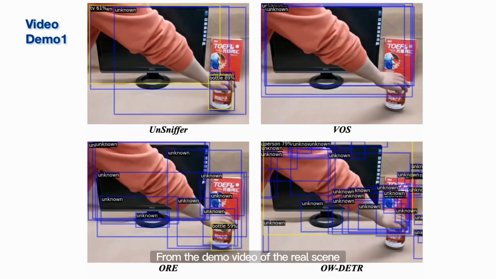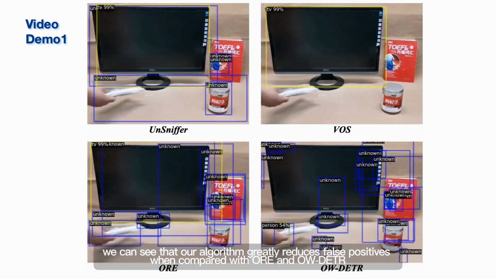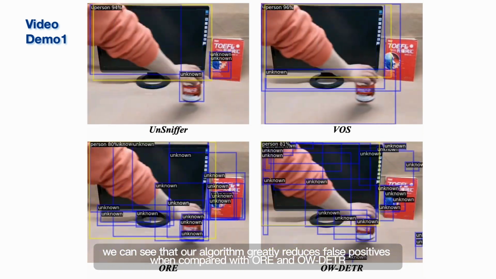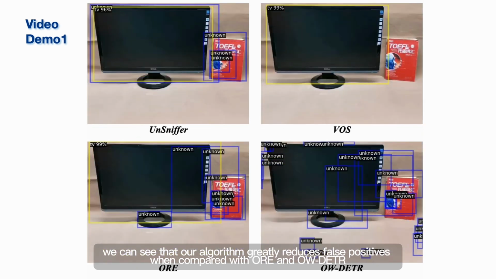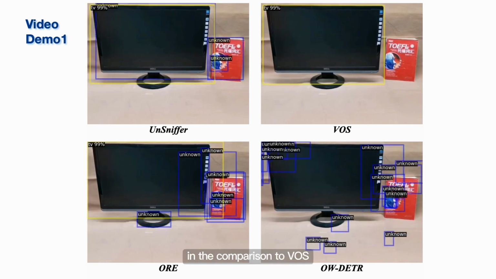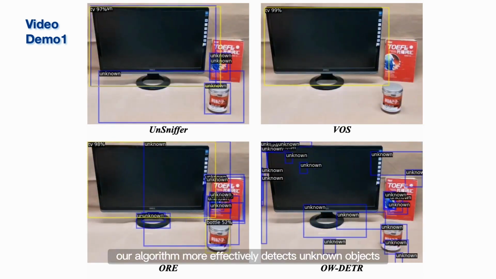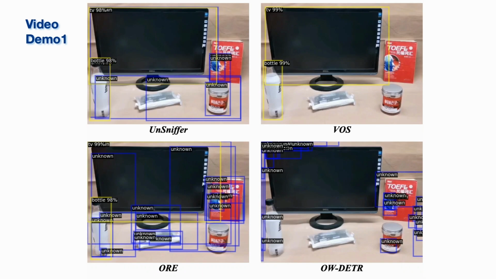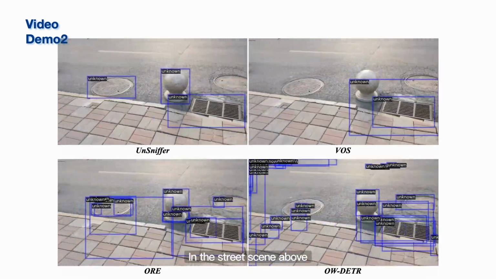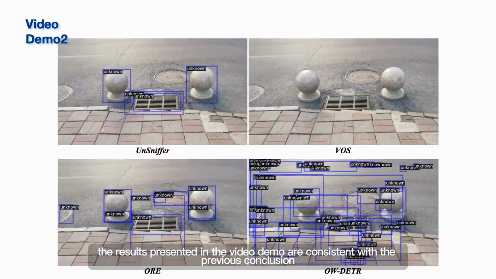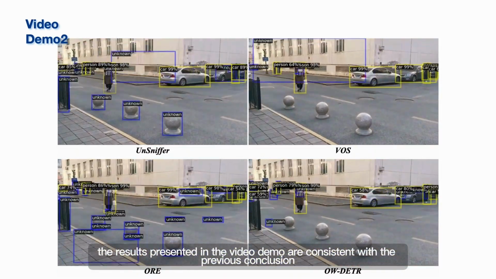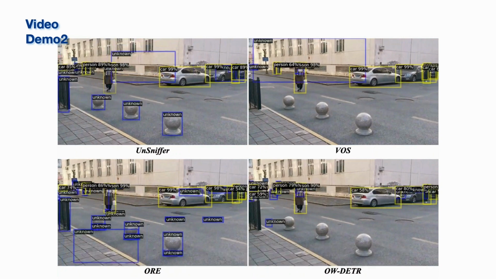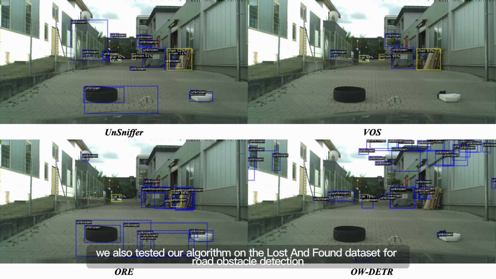From the demo video of the real scene, we can see that our algorithm greatly reduced false positives when compared with ORE and OWDETR. Moreover, in the comparison to VOS, our algorithm more effectively detects unknown objects. In the street scene above, the results presented in the video demo are consistent with the previous conclusion. In addition, we also tested our algorithm on the Lost and Found dataset for road obstacle detection.